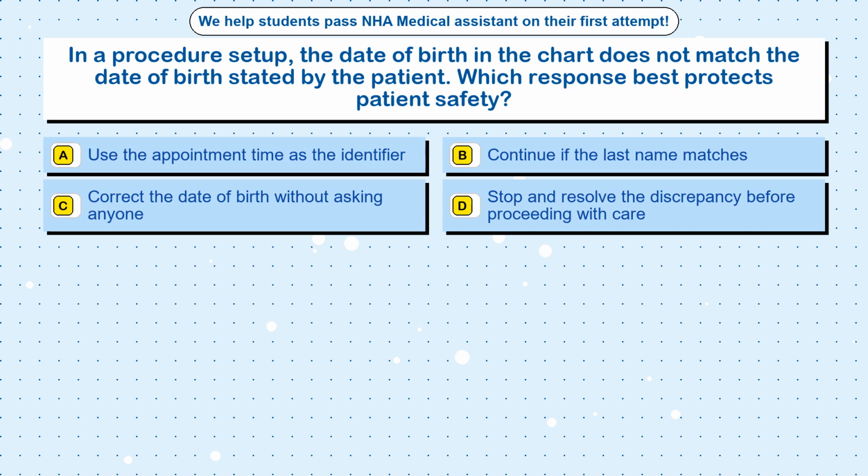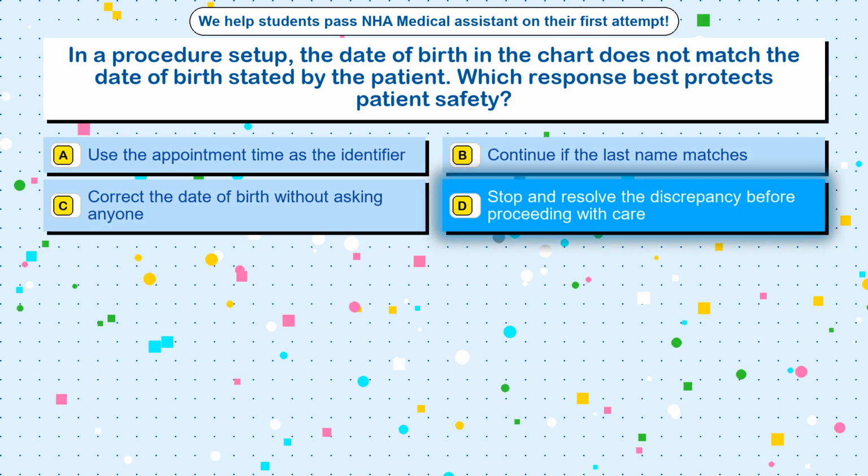Question 88. In a procedure setup, the date of birth in the chart does not match the date of birth stated by the patient. Which response best protects patient safety? Option A, use the appointment time as the identifier. Option B, continue if the last name matches. Option C, correct the date of birth without asking anyone. Option D is stop and resolve the discrepancy before proceeding with care. The correct answer is option D, stop and resolve the discrepancy before proceeding with care.